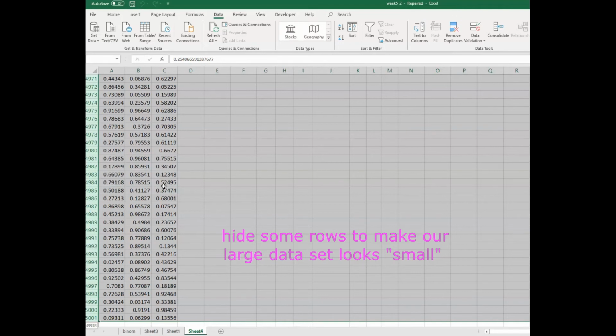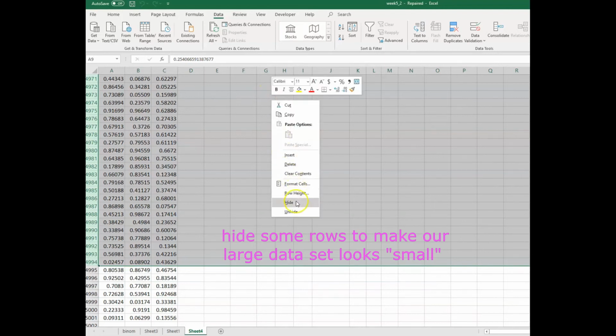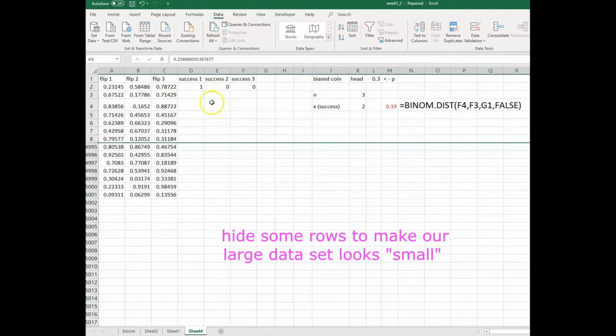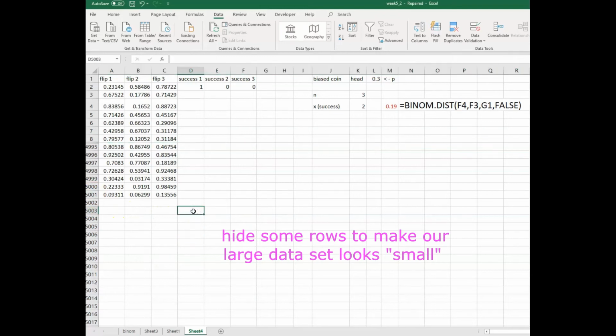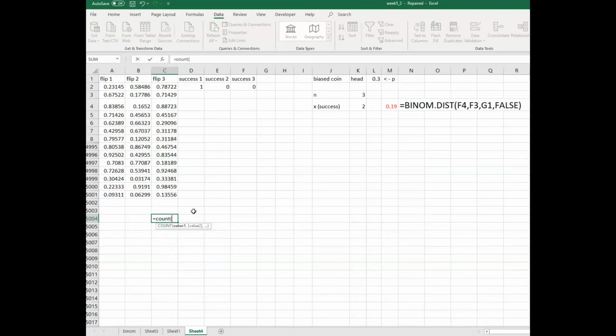Okay, just keep the Shift key down, then right click, click hide. Okay, so this is our small data set. We know it's 5,000 here, 5,001. Then we can count how many values. It will show us 5,000, right?